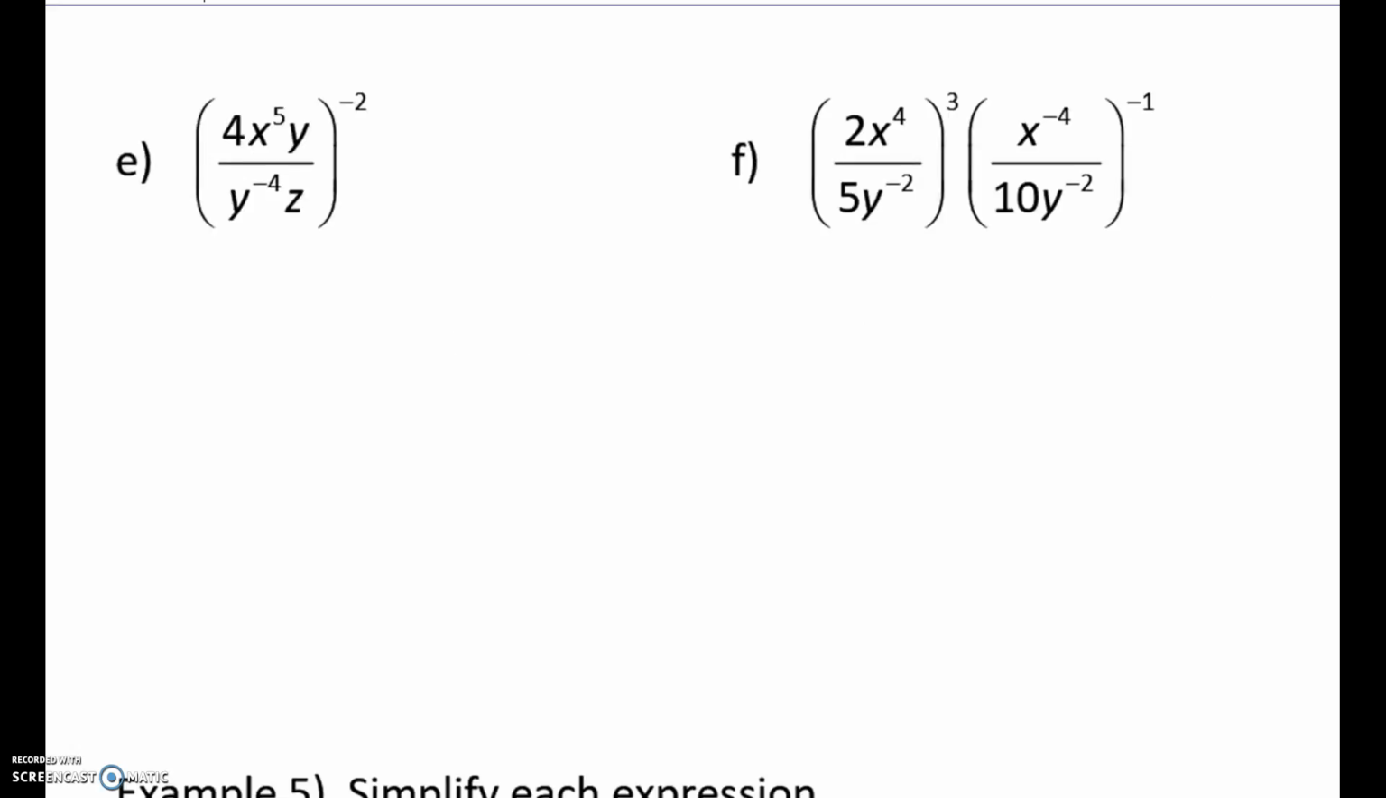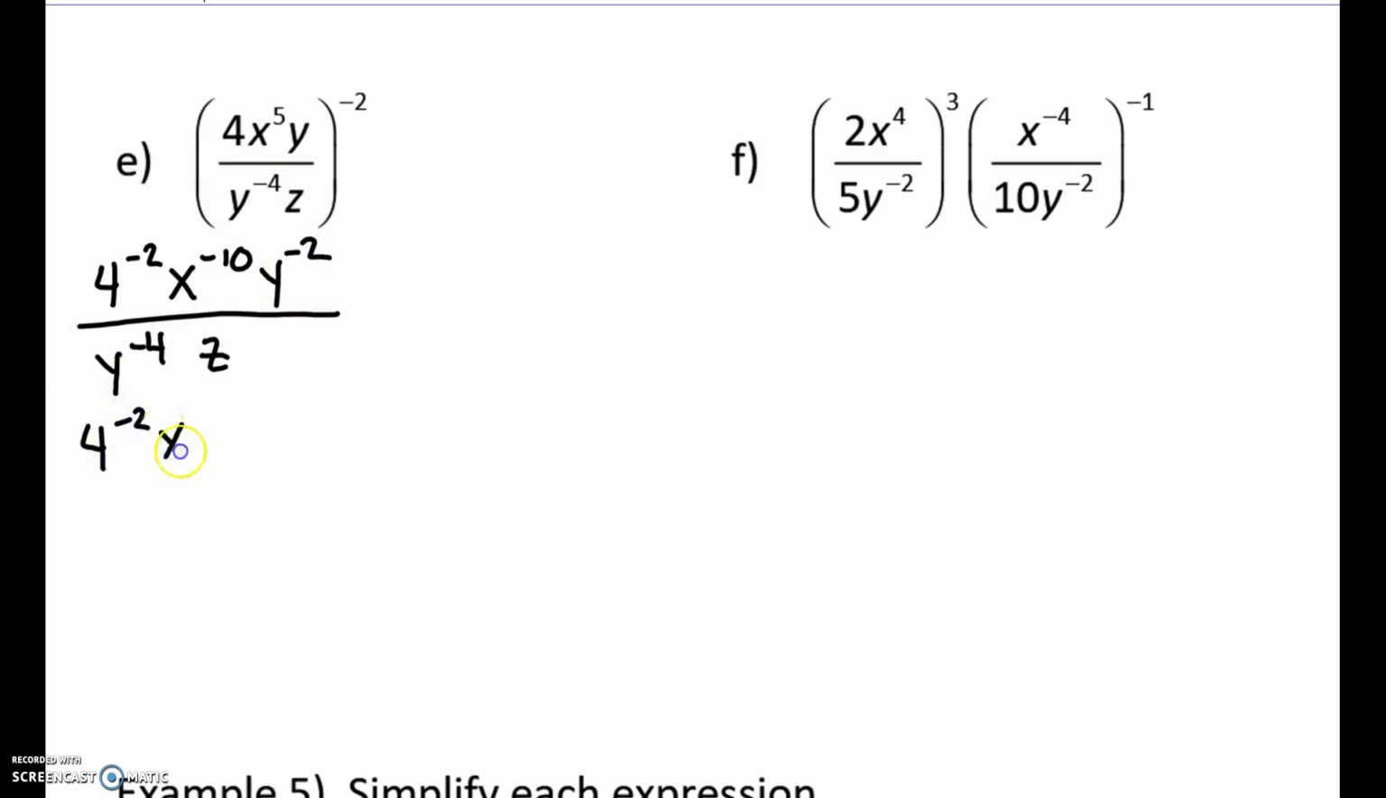Here, I think I'm just going to multiply it out. So here I would end up with 4 to the negative 2, x to the negative 10, y to the negative 2, over y to the negative 4 times z. Now I'm going to simplify the y's. I still have 4 to the negative 2, x to the negative 10. I get y to the negative 2 minus negative 4, which is just y squared. I'm just going to go ahead and do that in one step. And then my z is still in my numerator.